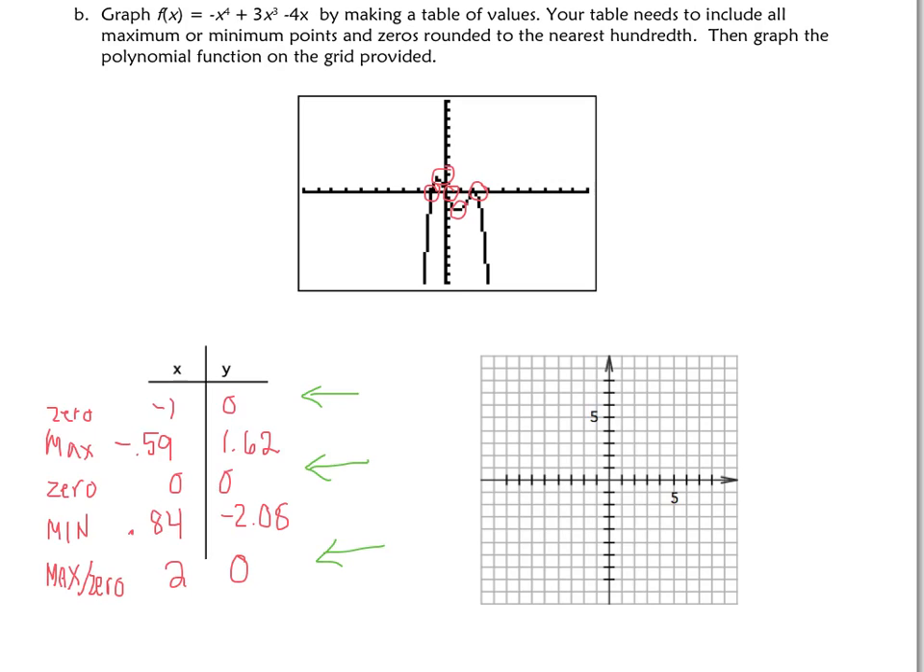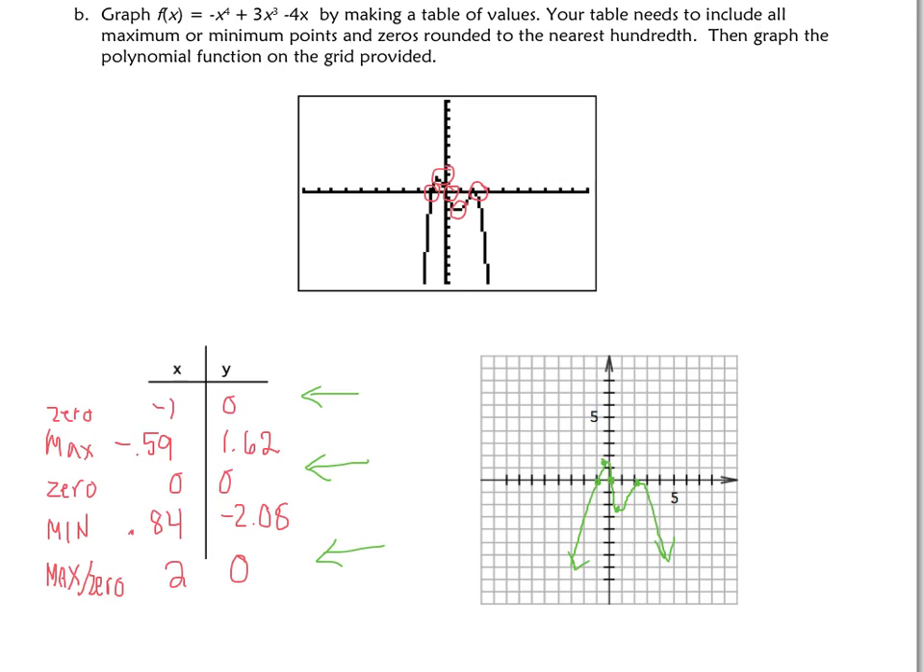All right, let's go ahead and graph this. So negative 1, 0, we'll put a point there. Negative 0.59, 1.62, 0, 0, 0.84, negative 2.08, and then 2, 0 is our max. And we're going to copy that graph, more or less, and we have sketched our graph.